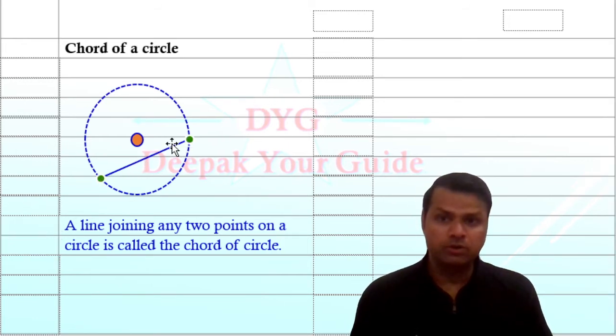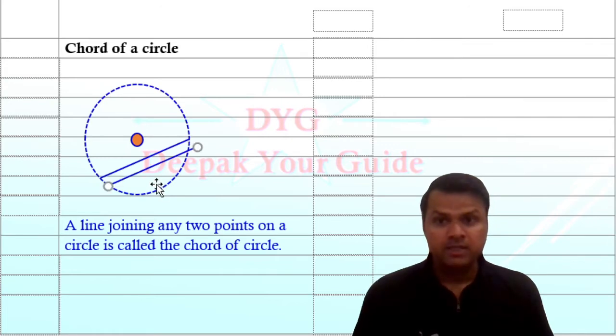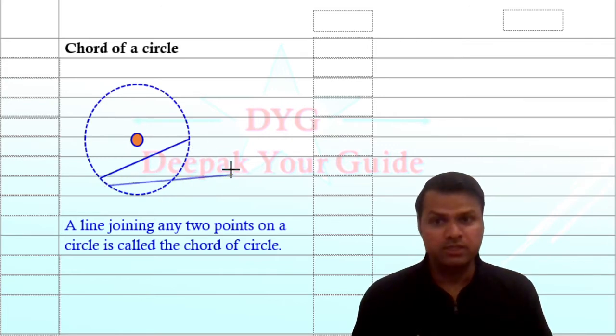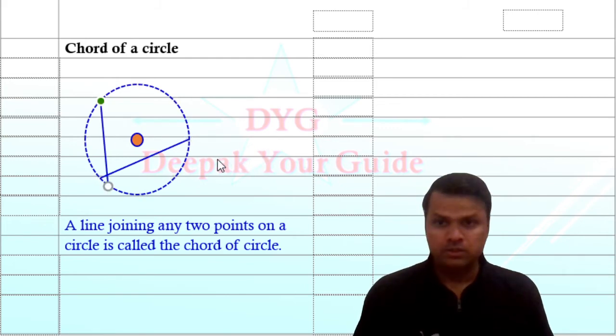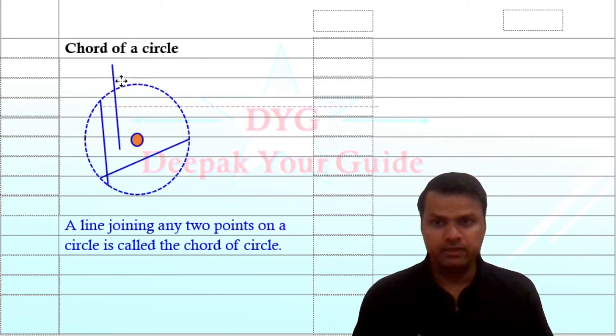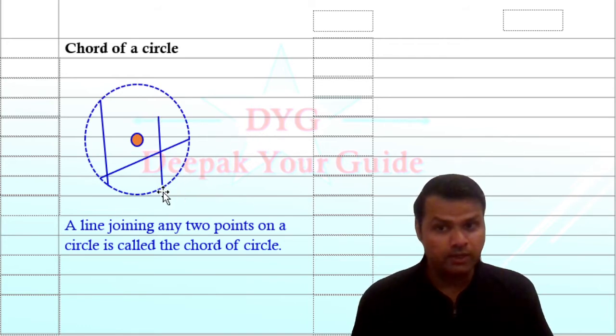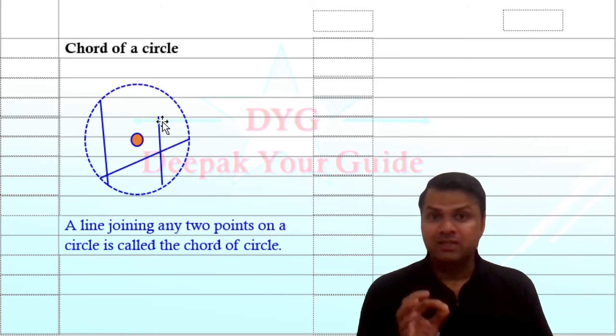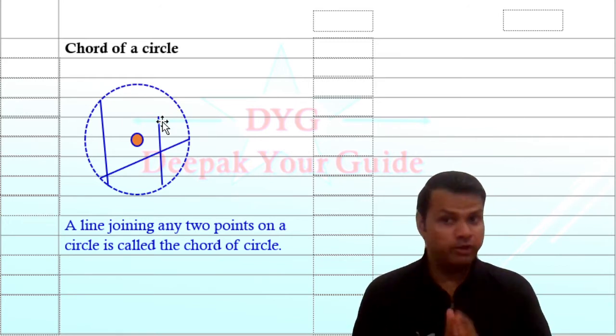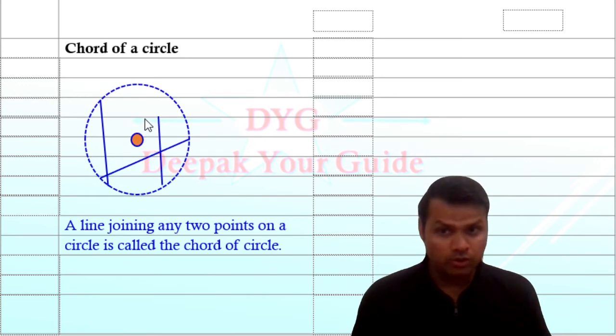Now we can have multiple chords. We can have infinite chords. Why? Because we have infinite points on the circle. See, I can join like this also, so this is also a chord. Now if I take another line like this, it is not a chord, because it's only connecting one point on the circle, not two. So you should be precise and careful when you look at the figure. This is not a chord. These are chords because they are connecting 2 points.